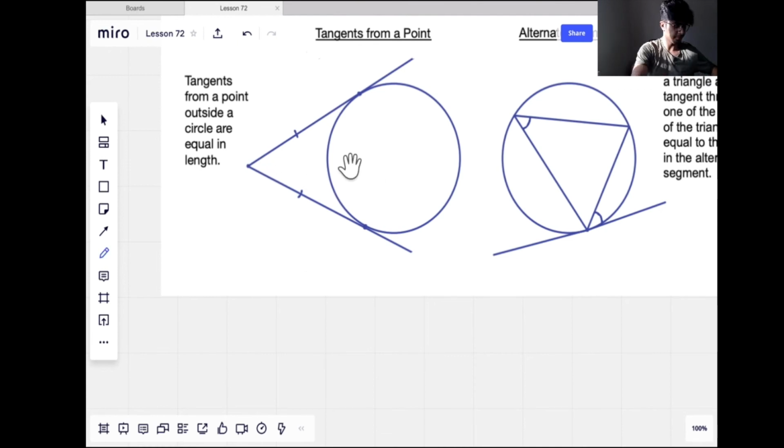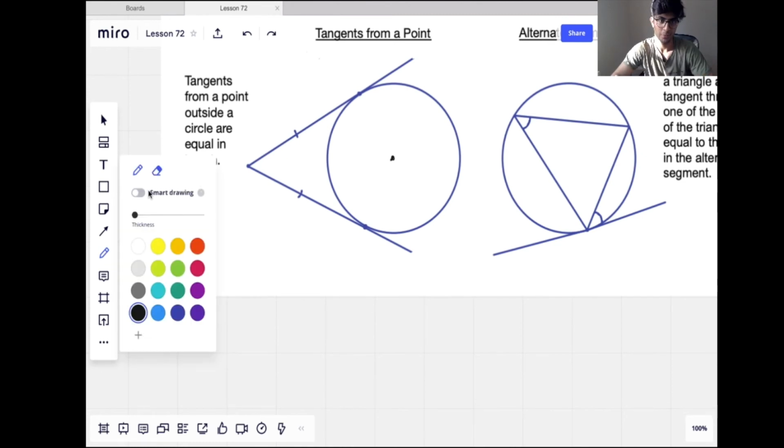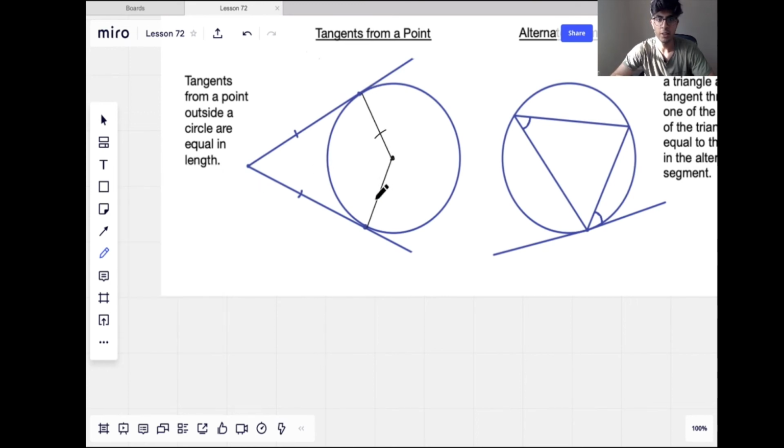So again, what we're going to do is draw in some lines in the center. So let's draw in the center O here. Let me turn my smart drawing on, so hopefully it works. Okay, so again, this is the radius, so this length is equal to this length. We can't actually say that these lengths are equal yet. We're just saying that's what we need to prove.